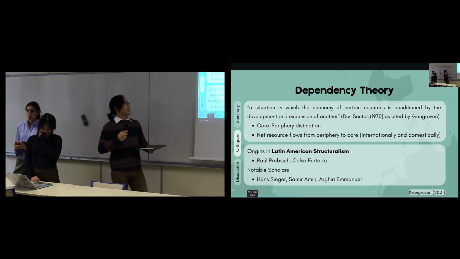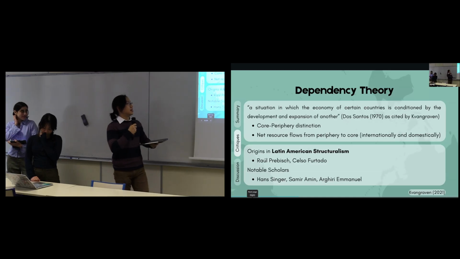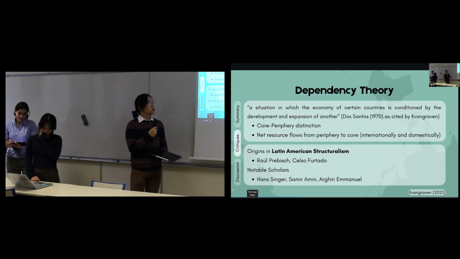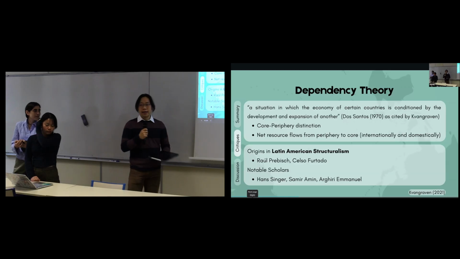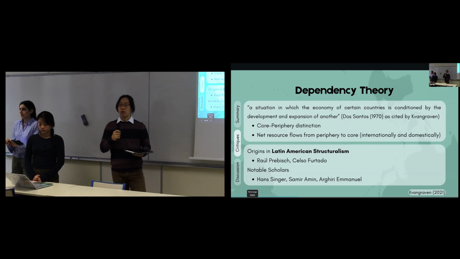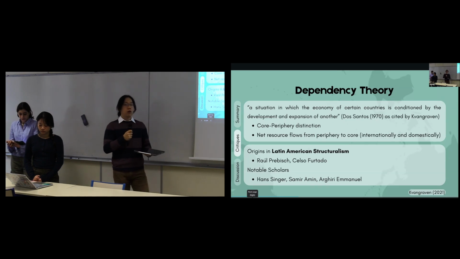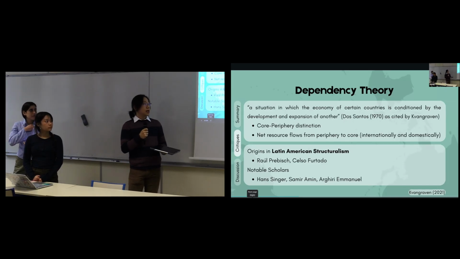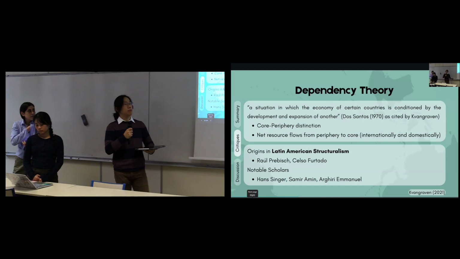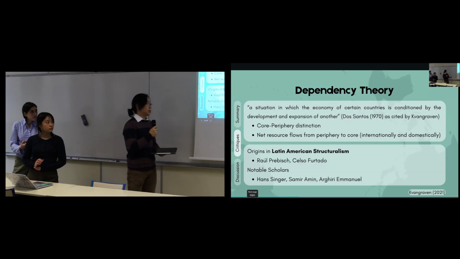But it comes from this, and one nice quote I found to describe dependency theory in a nutshell is: the situation in which the economy of certain countries is conditioned by the development and expansion of another. And in this, there's an implicit distinction between core and periphery states, where there is an overall flow of resources on net from the periphery into the core. And this happens internationally, which is the main focus of dependency theory, but even more recent work has also looked at it on a domestic level. But here, we're looking at it more internationally.